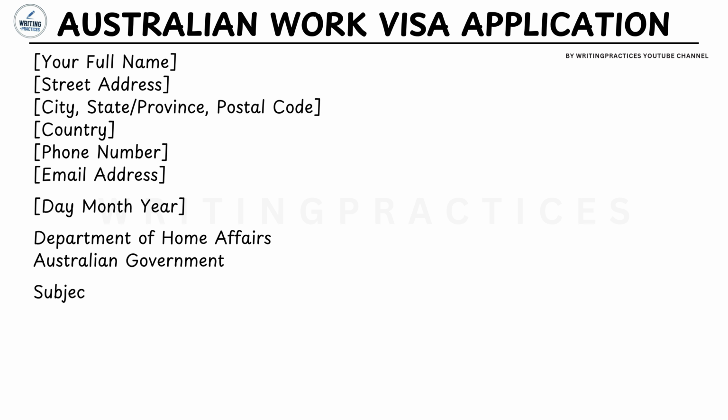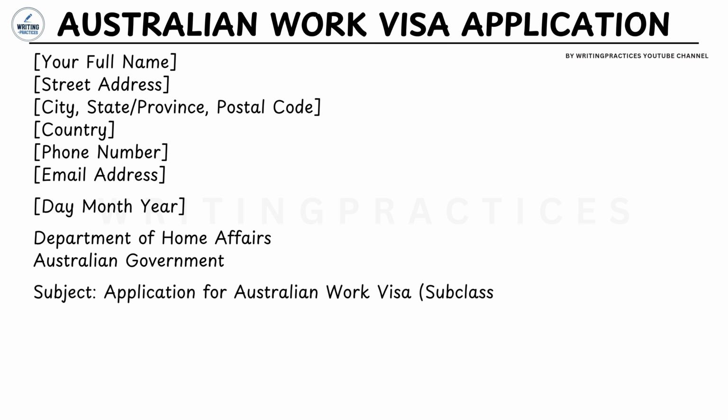Subject line, write the visa type and subclass clearly. Example, subject. Application for Australian work visa, subclass 482. There are some visa subclasses such as temporary skill shortage visa or subclass 482, skilled independent visa or subclass 189, skilled nominated visa or subclass 190, skilled work regional visa or subclass 491.